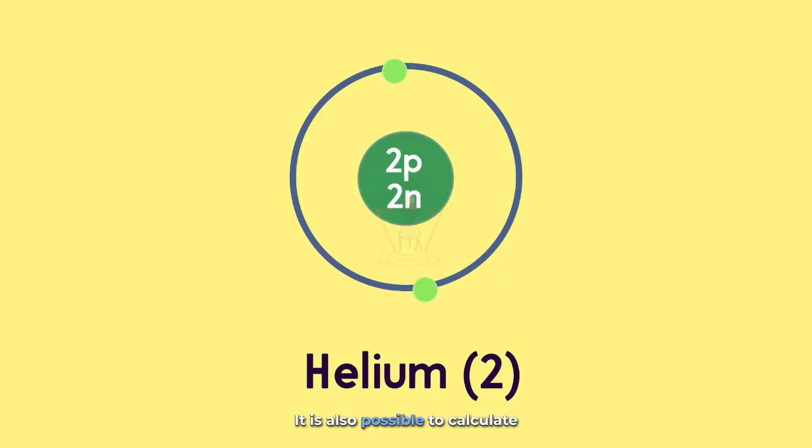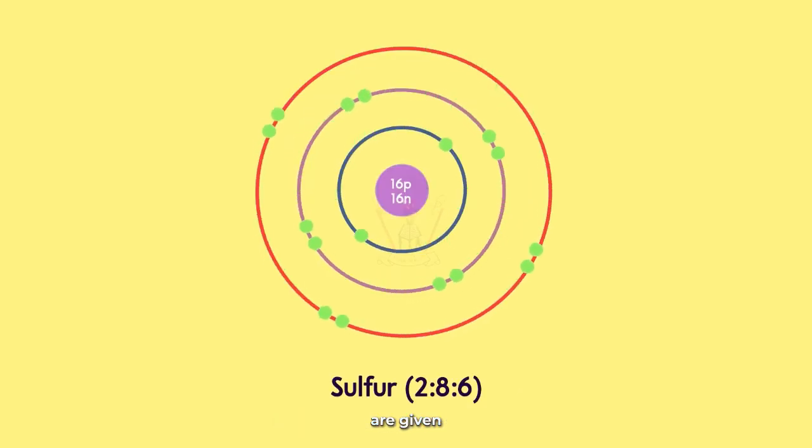It is also possible to calculate the number of neutrons and electrons of an atom if its mass number and atomic number are given.